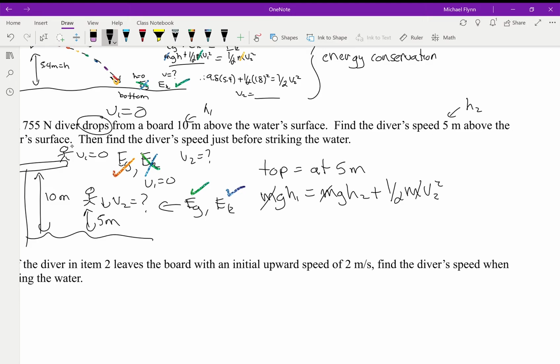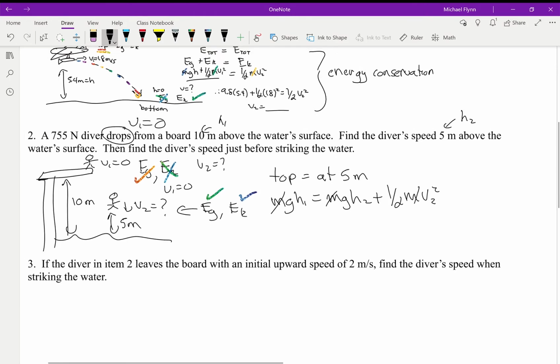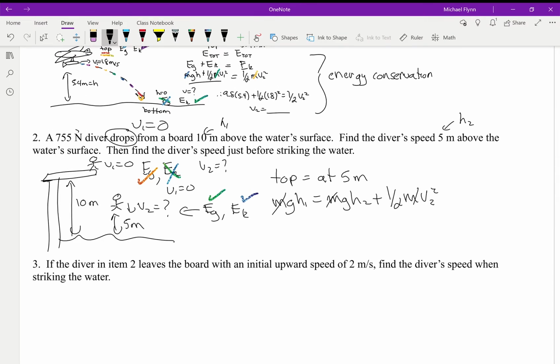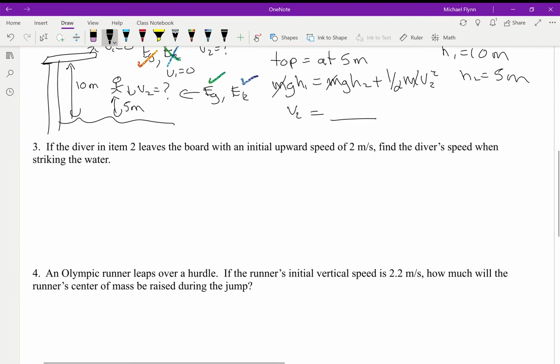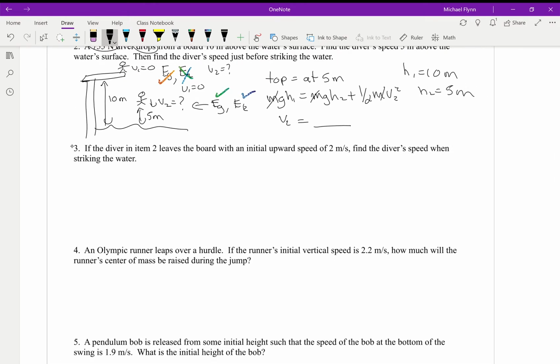Again, the masses will cancel. Don't need those. They give you weight, so you can figure out the mass, but we don't need it, honestly. So the mass often cancels in these problems. Again, we're going to solve for V2. We know H1 is 10. We know H2 is 5. So now all you have to do is solve for V2. And that's it.